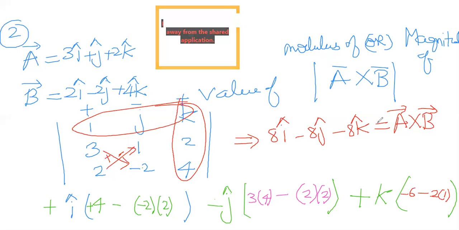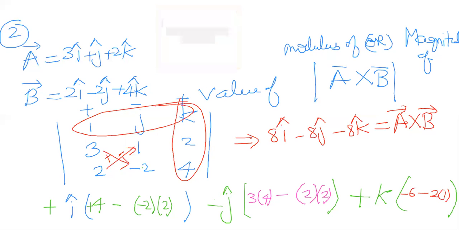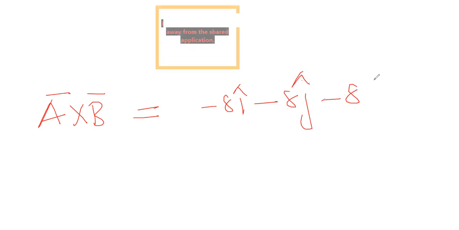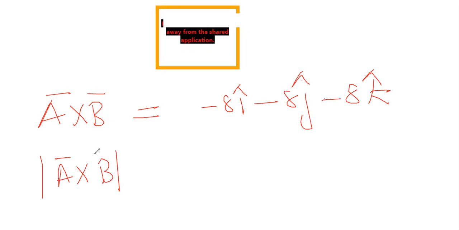But we don't want this. What do we want? We want to find out the modulus of this vector. That we'll do in the next slide. Is this understood till here? Yes, sir. What we want in the question and what we have got till now: what we got is a bar cross b bar, an answer minus 8 i cap, minus 8 j cap and minus 8 k cap. But what we are asked is the modulus, or magnitude, of a bar cross b bar.